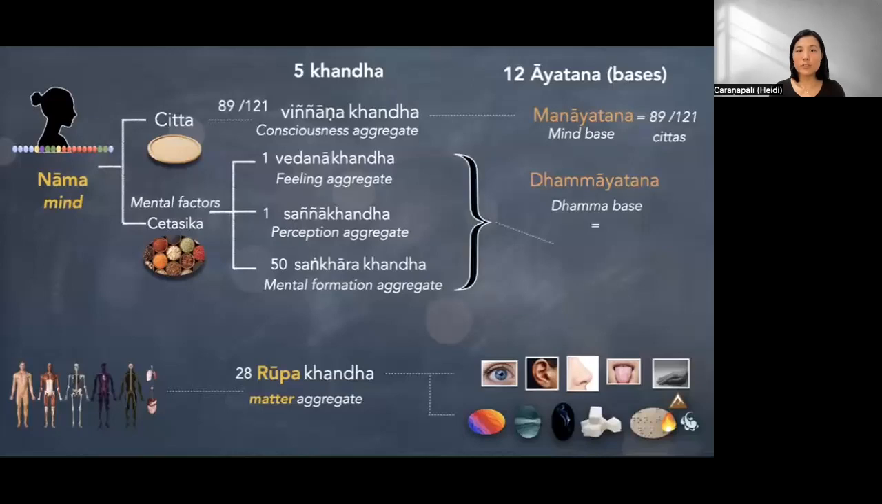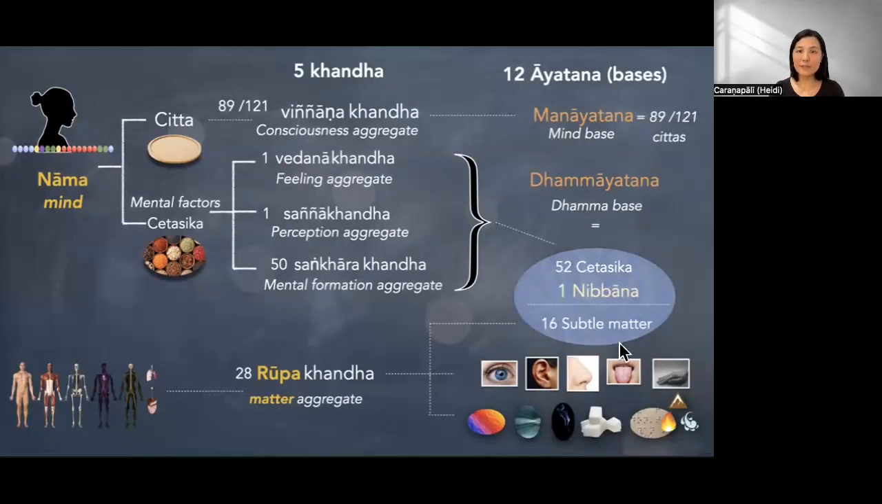They are all the 52 cetasikas, as well as the remaining 16 subtle matter, plus Nibbana as well. So if you look at this chart, you'll see that whether it is 5 khandas or 12 ayatanas, we are still talking about nama and rupa. It's just a different category, a different classification of the same reality.